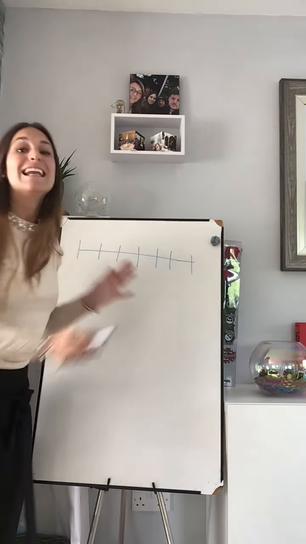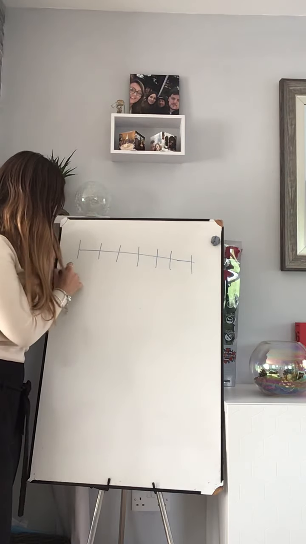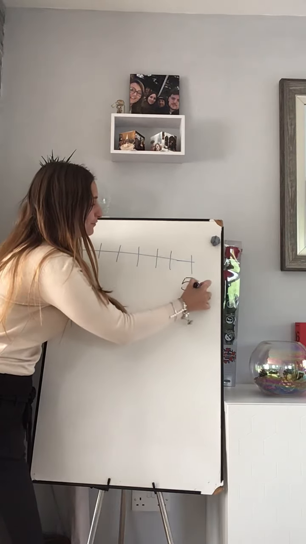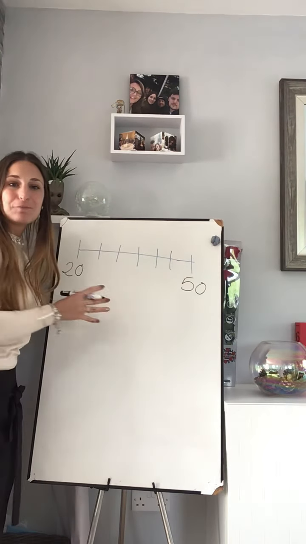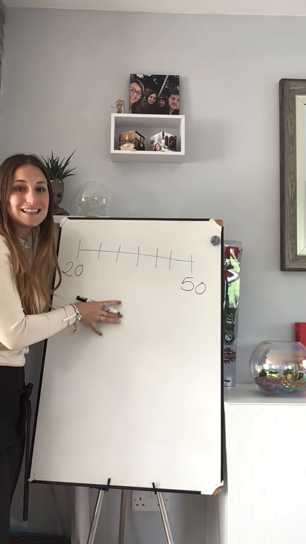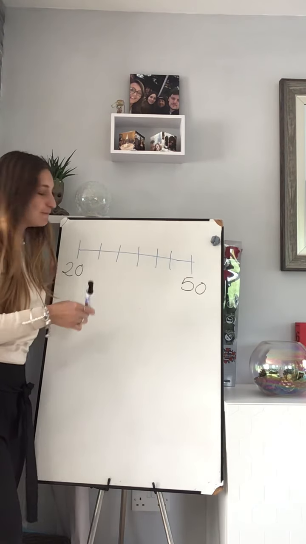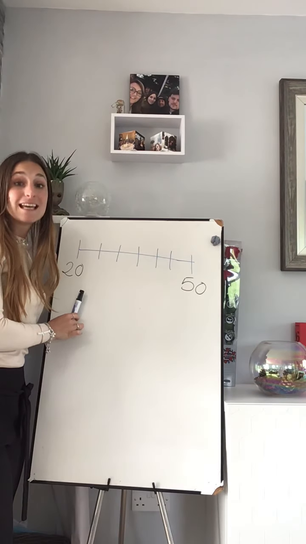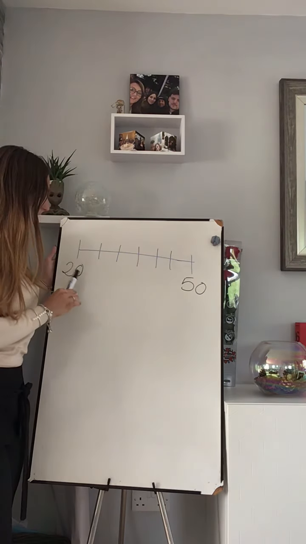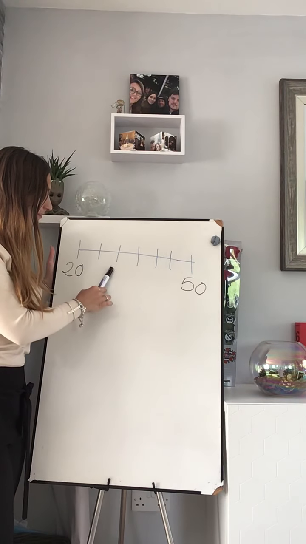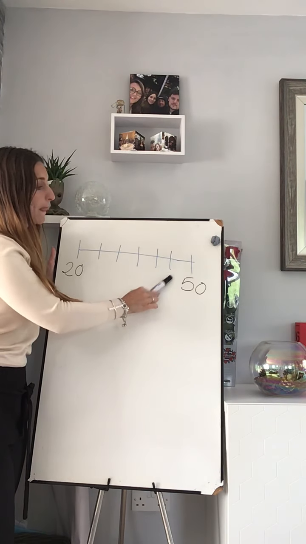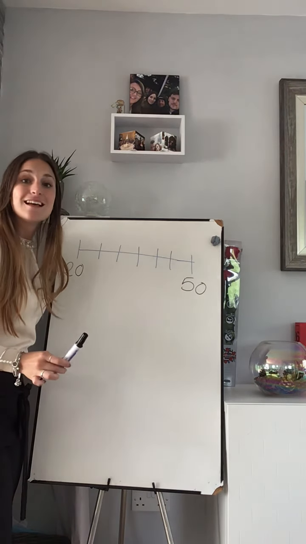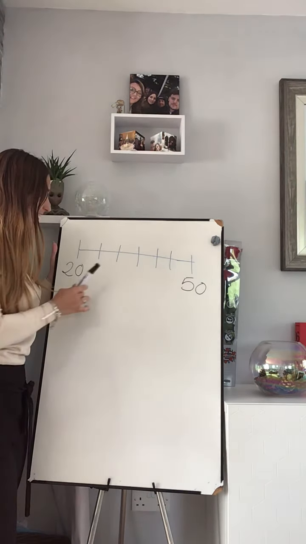Now, let's see. So let's do it again. If I start on number 20 and I end on the number 50, do you think that I'm counting in fives or in tens? If you think it's fives, count in fives. If you think it's tens, count in tens. Get ready. Fives or tens? In fives. That's right.